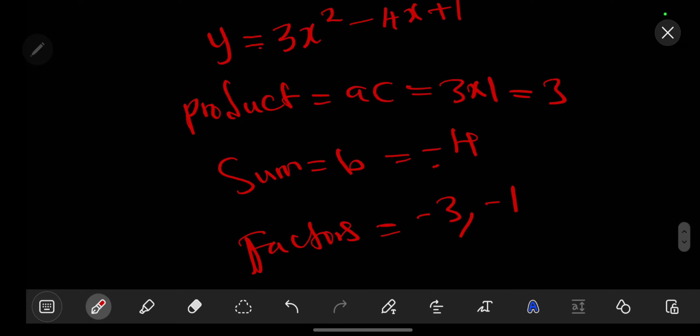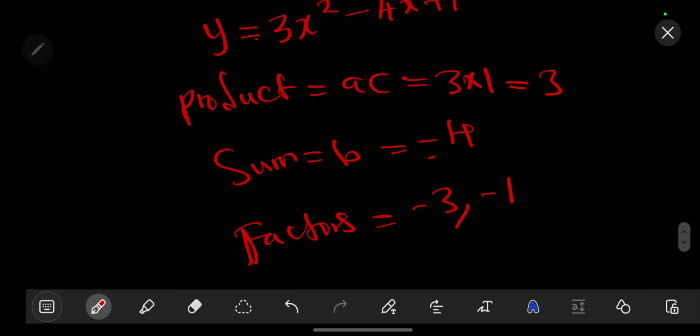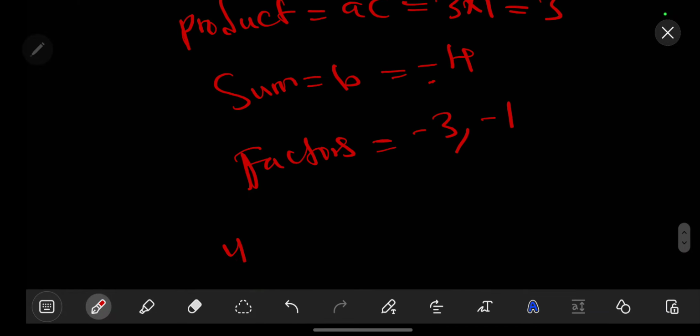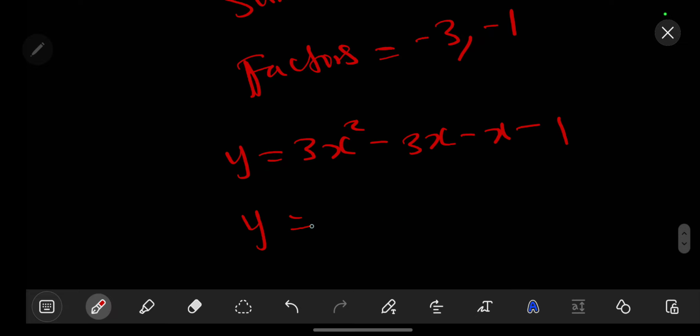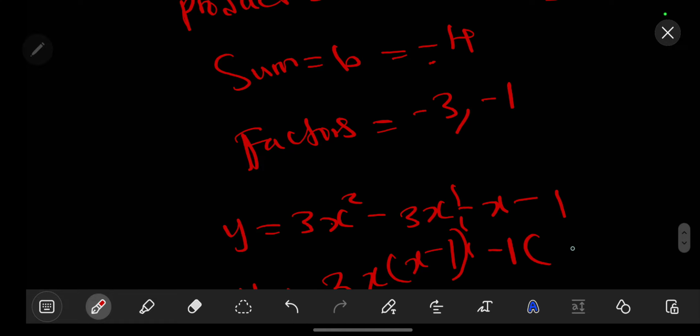So replacing in the equation, we have y should be equal to 3x squared, then minus 3x minus x plus 1. So we are going to have y equal to, 3x is common, remaining with x minus 1, like that. Then we also have negative 1, open brackets, we are going to have our x minus 1, like that.